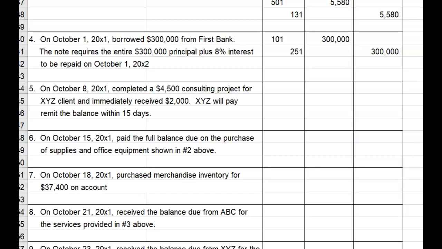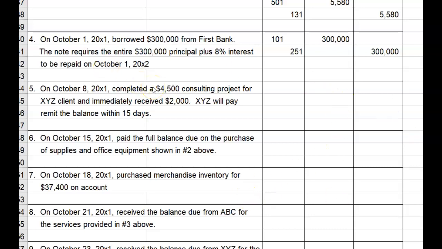Hi everybody. In the previous study guide video, we recorded journal entries for the first 4 transactions shown on this exercise. In this video, we'll finish writing the journal entries starting with the October 8th transaction.